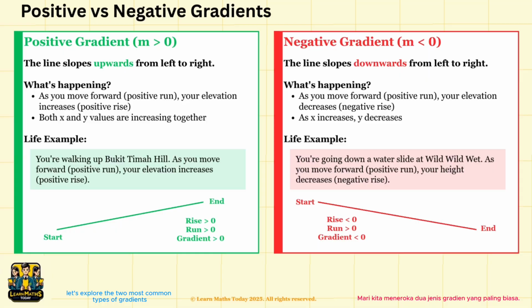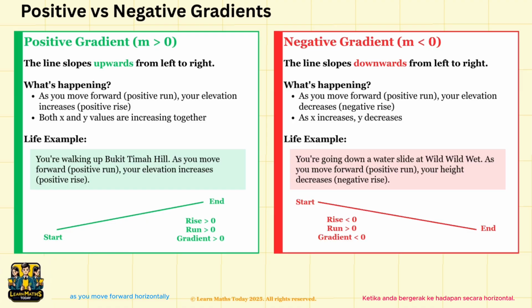Now, let's explore the two most common types of gradients, and they're pretty intuitive: positive and negative gradients. These tell us the direction a line is sloping. First up, a positive gradient. This is when the value of m is greater than 0. Visually, if you look at a graph, a line with a positive gradient will always slope upwards as you move from left to right.